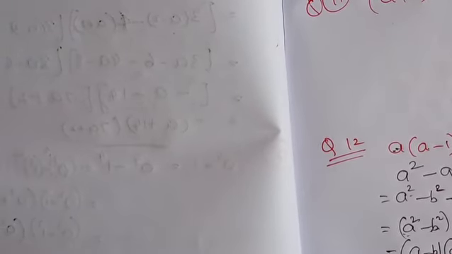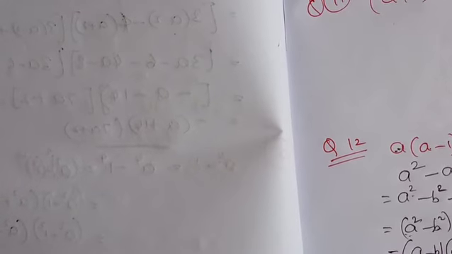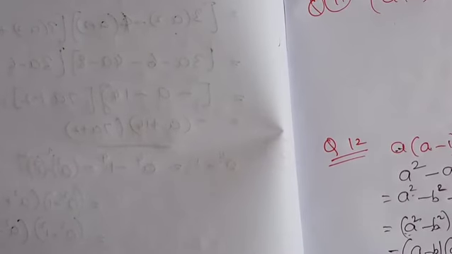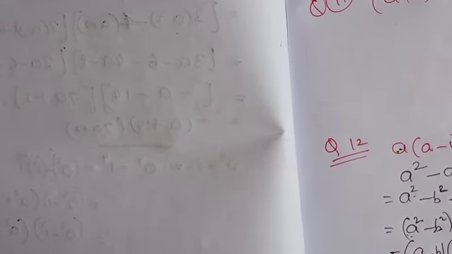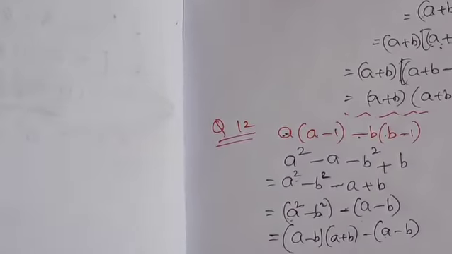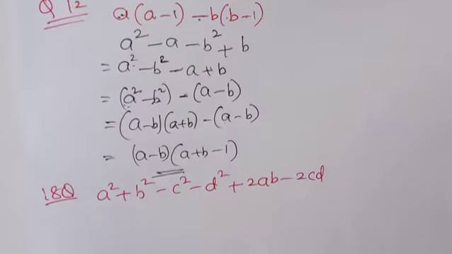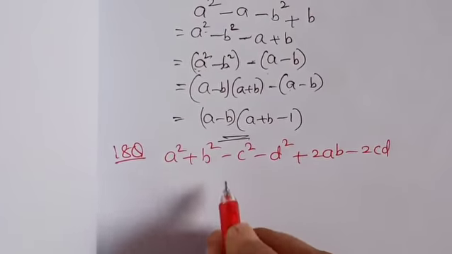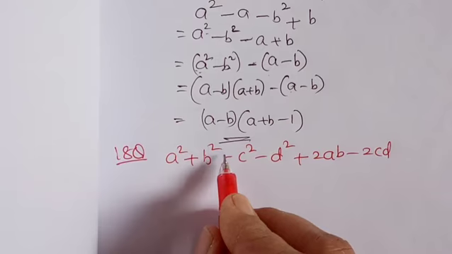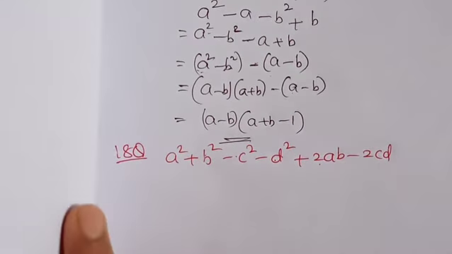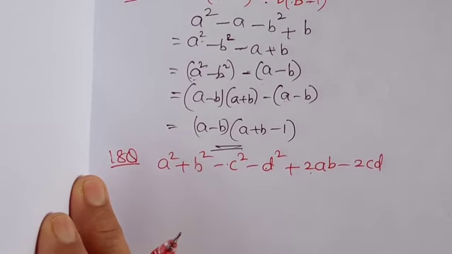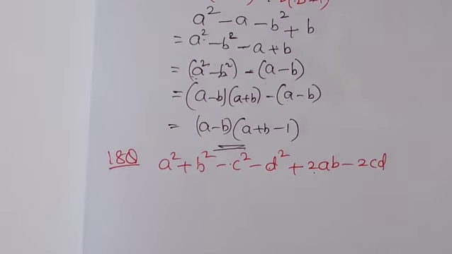What is the 18th question? a square plus b square minus c square minus d square plus 2ab minus 2cd. This is the 18th question. Okay.